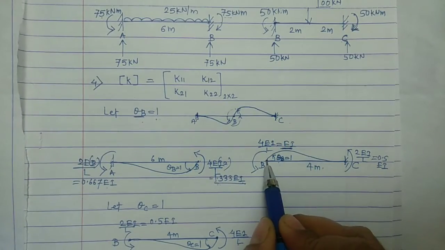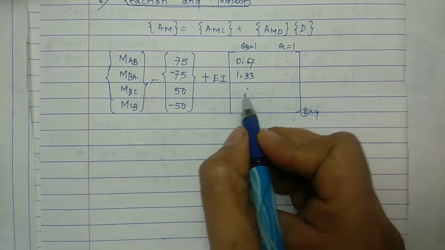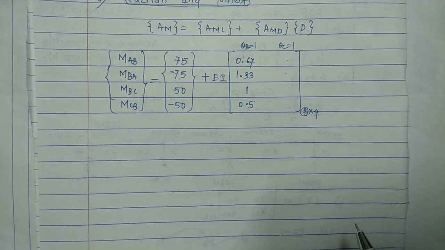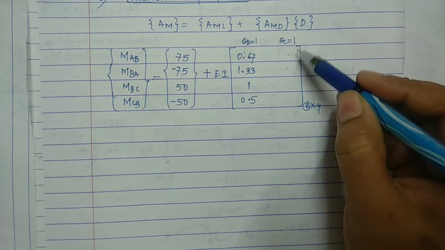Now the next 2 elements, this is BC and this is CD. So BC moment is 1 EI and CD moment is 0.5 EI. So write down that coefficient here, 1 and 0.5. Okay, this column is completed. Now the second column, when theta C equal to 1.